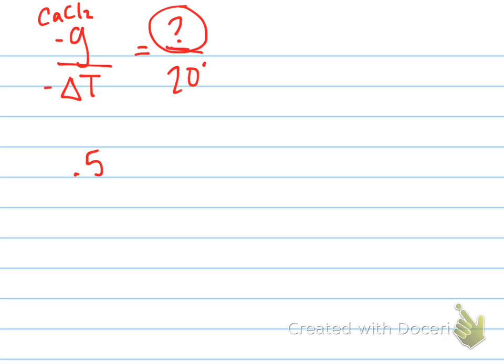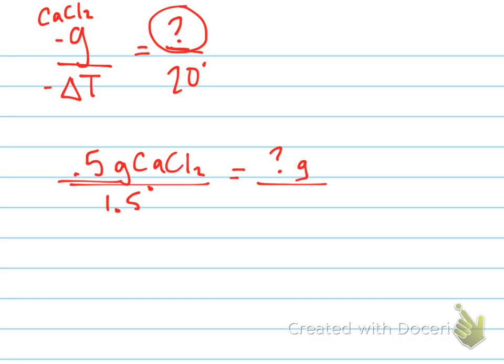If 0.5 grams of CaCl2 changes it 1.5 degrees, how many grams would change it 20 degrees? We're just doing a proportion to solve that. Does that make sense? Use that to find out how many grams of CaCl2 you would need. Go ahead and calculate that. The mass of just the calcium chloride. How do we convert our delta heat?